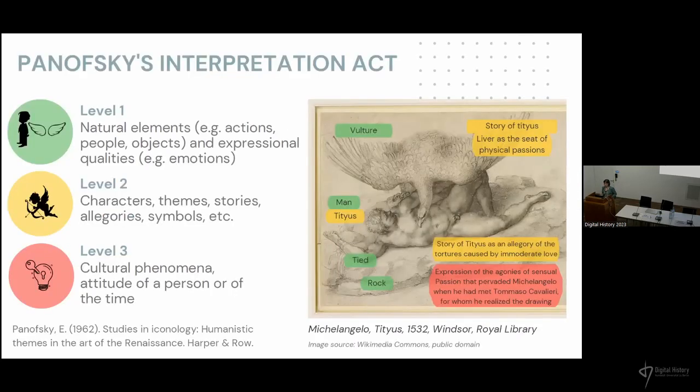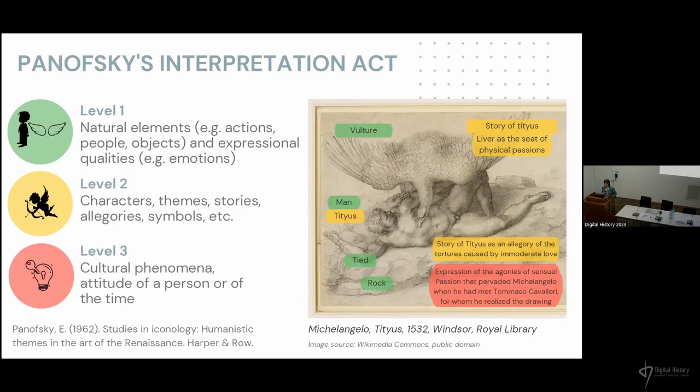I'll give you a brief overview of how the interpretation act is structured according to Panofsky's theory. First of all, I've chosen to focus on this approach because even though nowadays there is some criticism about it, it is still at the core of the domain, and because he is the first art historian trying to give an overall formalization of the topic itself.